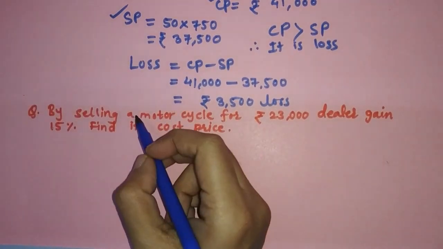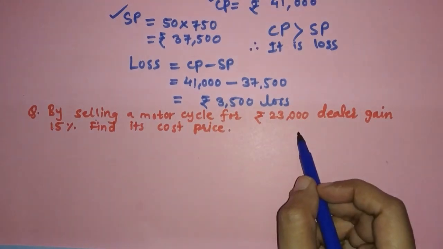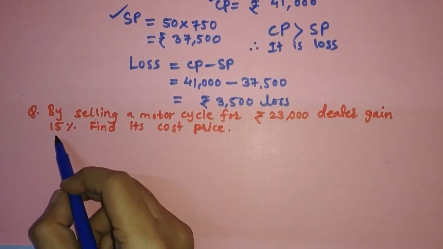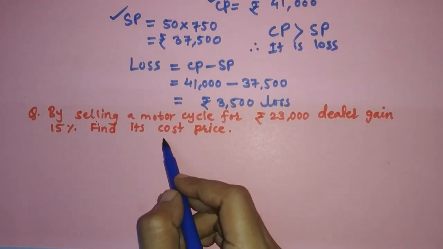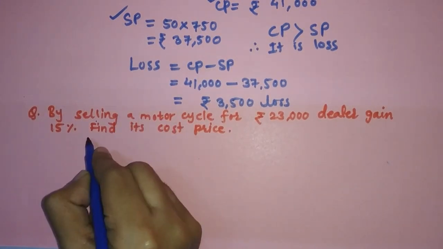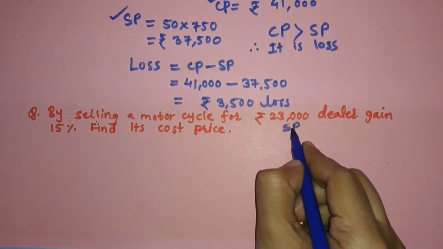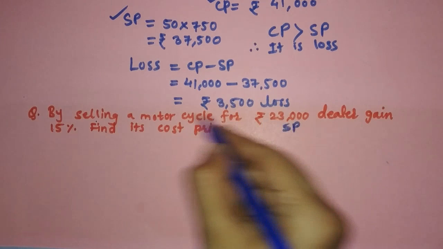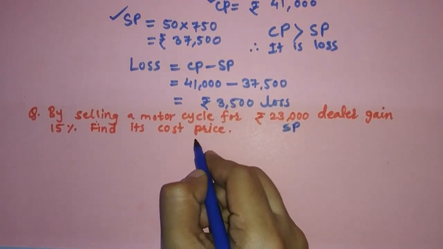So moving to the next question. By selling a motorcycle for rupees 23,000, dealer gain 15%. Gain here, it is profit given. Find its cost price. So here we'll write down. This is a selling price which is 23,000 and it is a profit percent which is 15%. We need to find out its cost price.